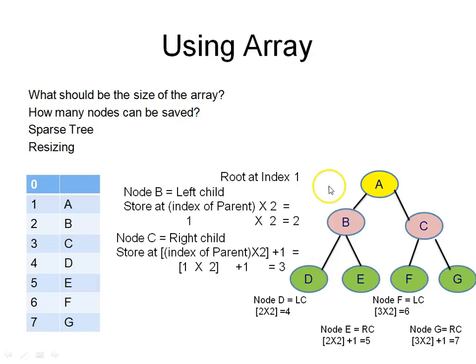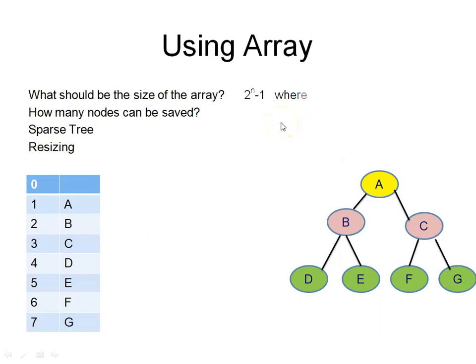So what we will do is take the height of the tree plus 1, and raise 2 to that power, minus 1. If the height of the tree is 2, then 2 plus 1 is 3, and 2 raised to the power of 3 minus 1 gives 7 locations required. And how many nodes can be saved? 7 nodes can be saved. How have we arrived at this? It is 2 raised to the power of height plus 1, minus 1.